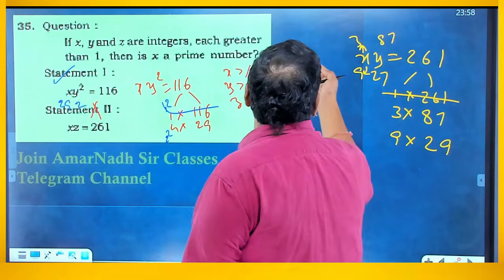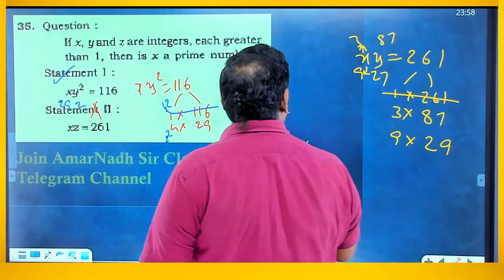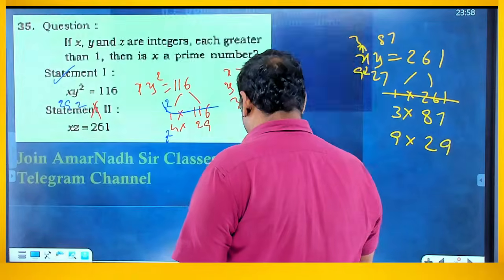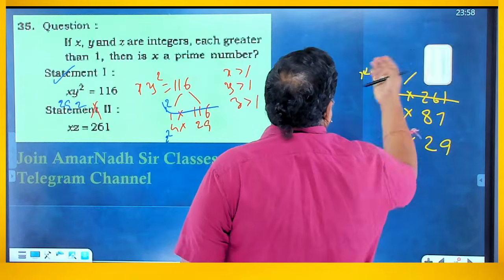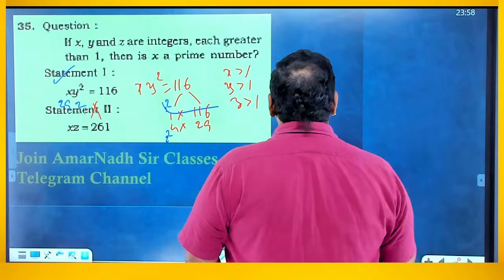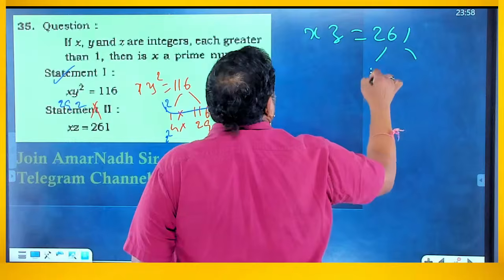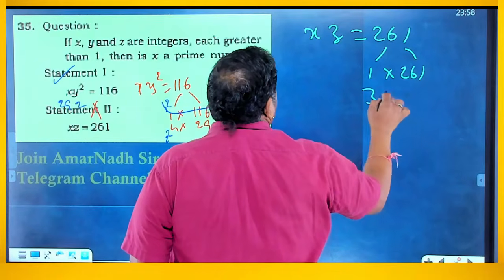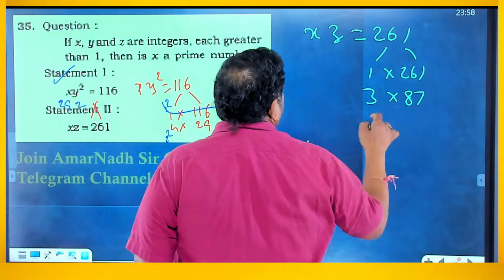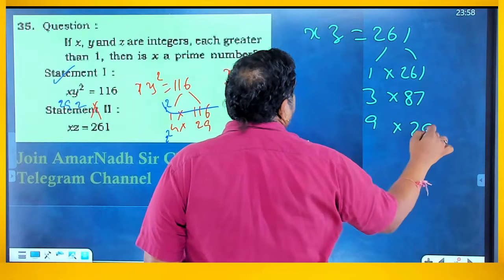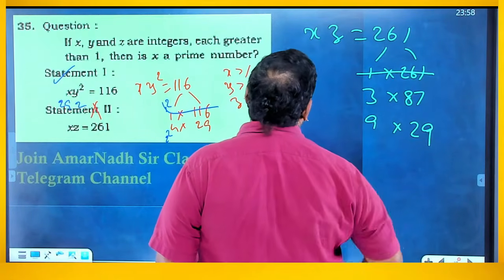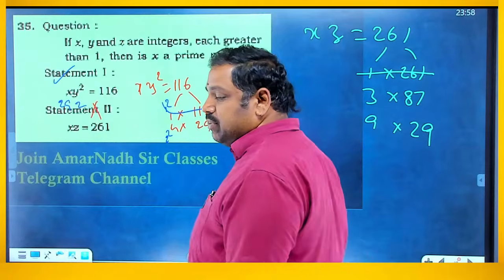Second one is that x into y is 261. Sorry. X into y is how much? 261. So to get 261, 1 into 261 is one possibility. If you observe, 3 into 87 is another possibility. 9 into 29 is another possibility. Where x and y, nobody will take 1, right? That's why that is ruled out.